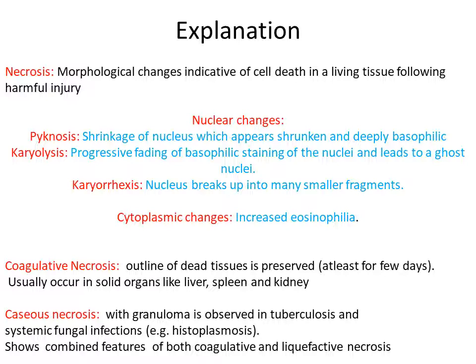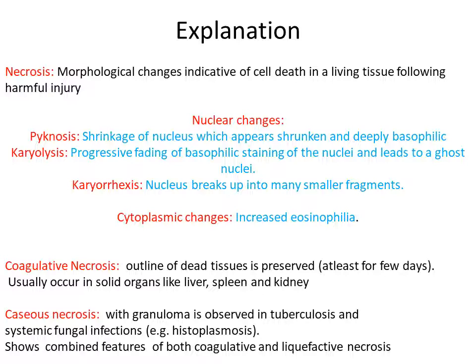So what are the nuclear changes that are common? Some of the nuclear changes common in necrosis are pycnosis, karyolysis, and karyorrhexis. What is pycnosis? Shrinkage of the nucleus. There is a shrinkage of the nucleus in pycnosis, and the nucleus will appear shrunken and deeply basophilic.